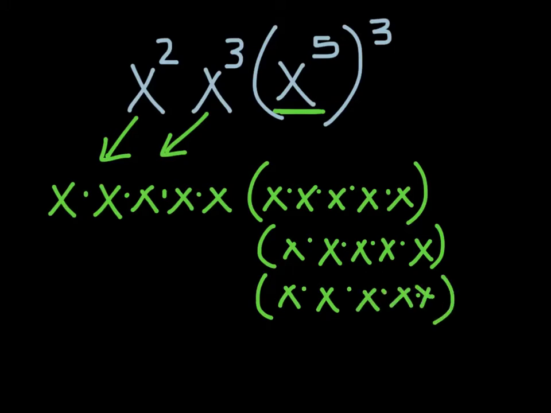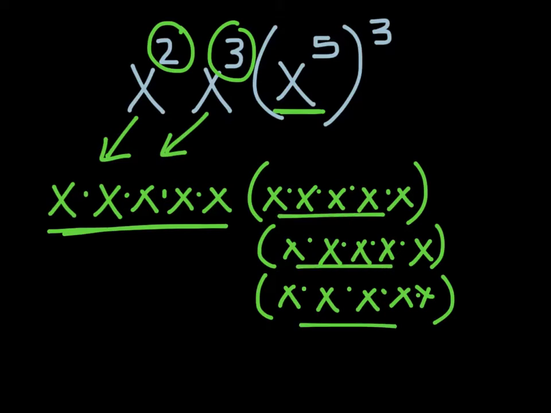Okay, so now you can see I have quite a bit of x's. Over here, I have 5 of them, so I'm adding these exponents. And then I have 5, 10, 15 more. So it's really x to the 20th.